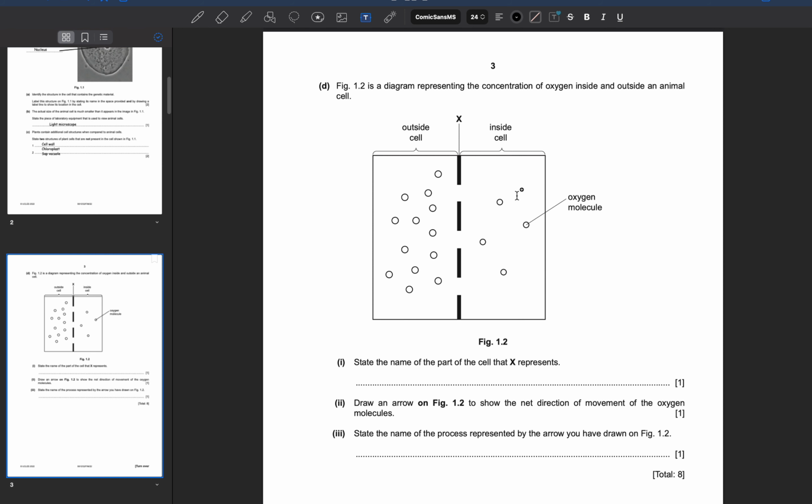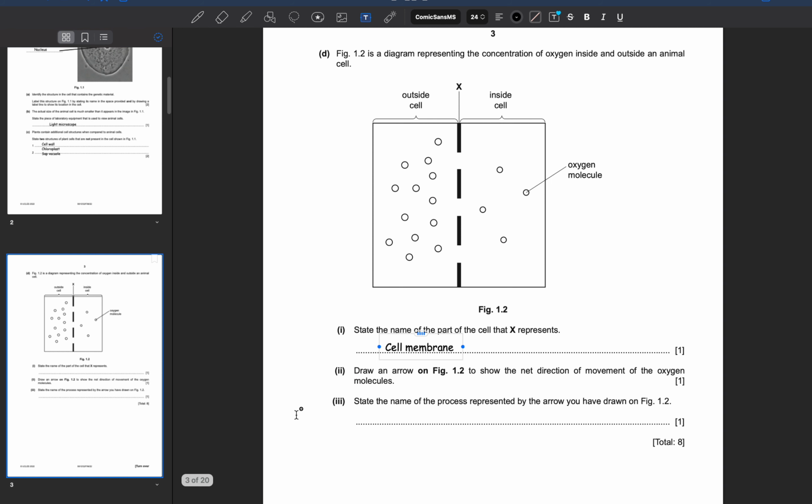Since I have outside and inside, here it's a semi-permeable membrane, so it is the cell membrane. Also I have only to state the name.